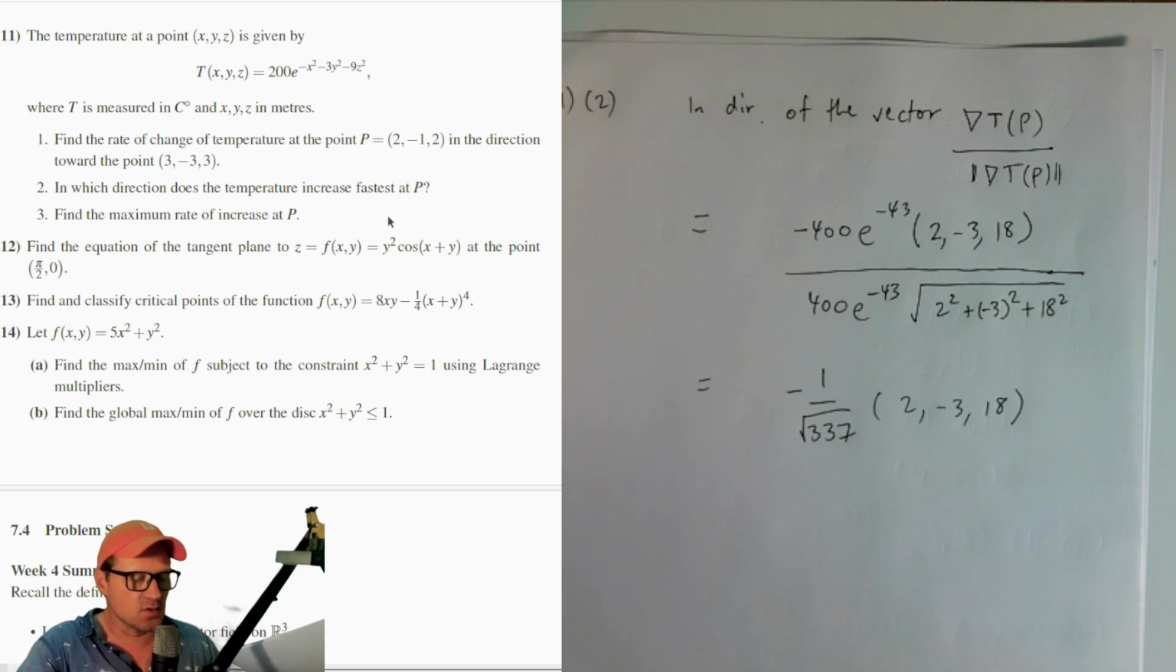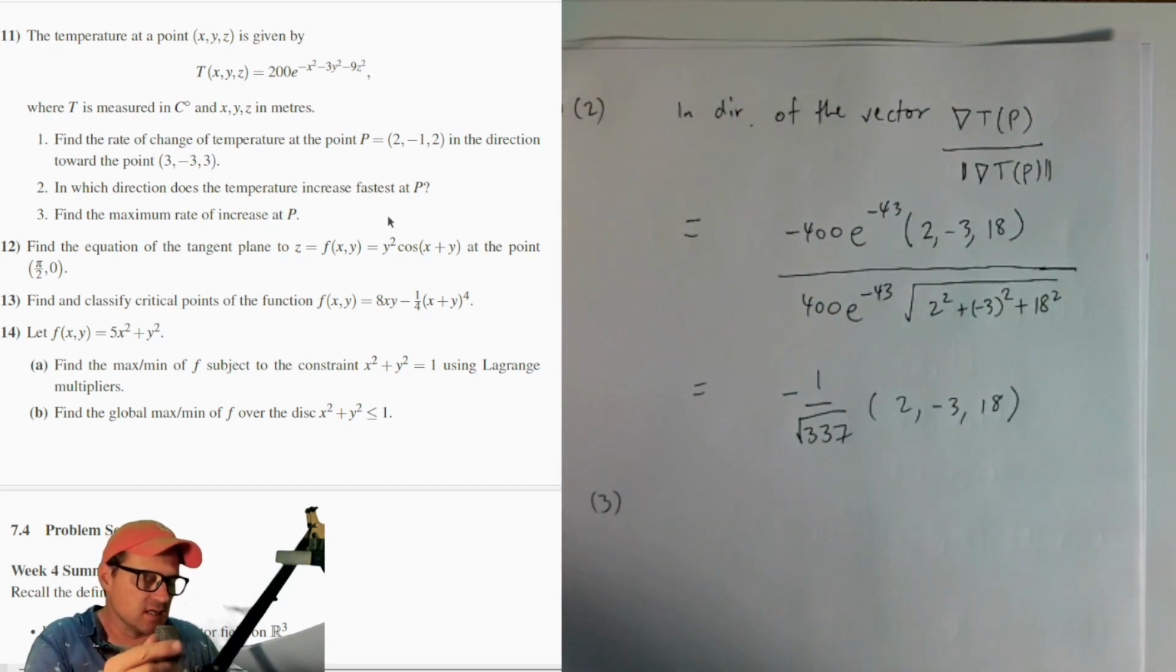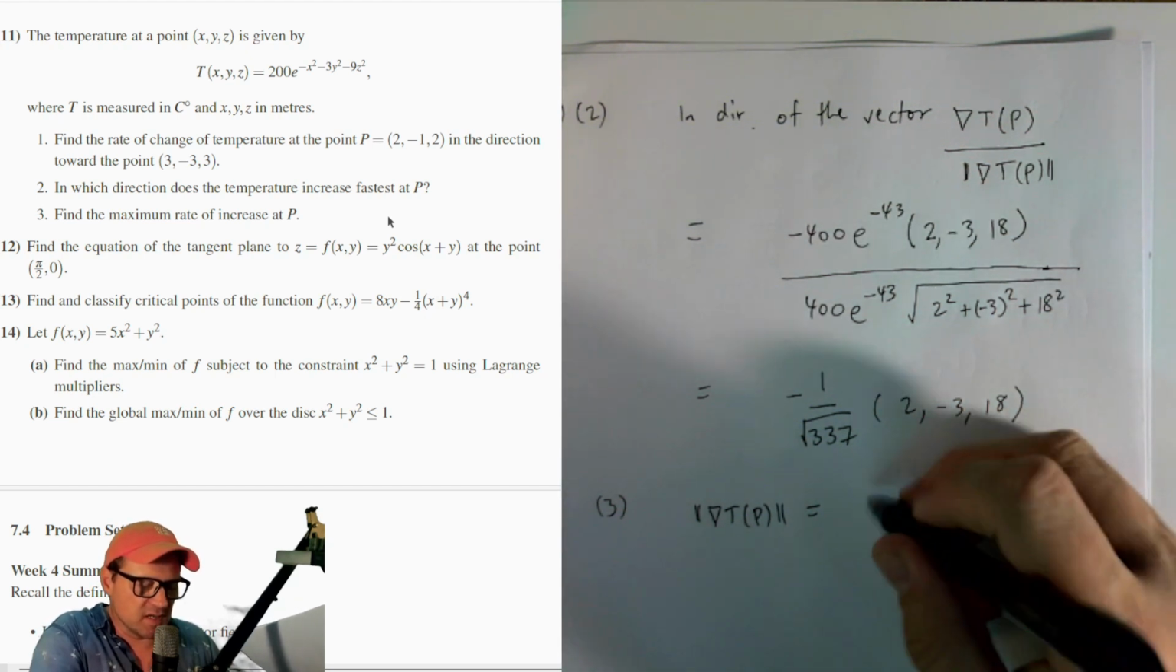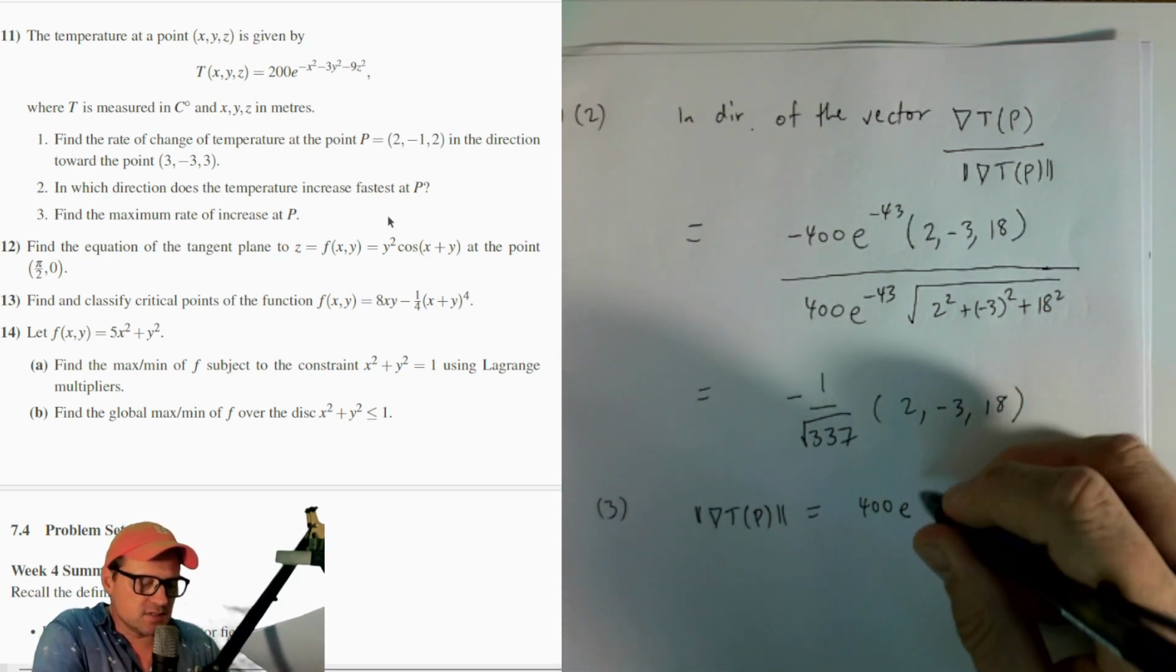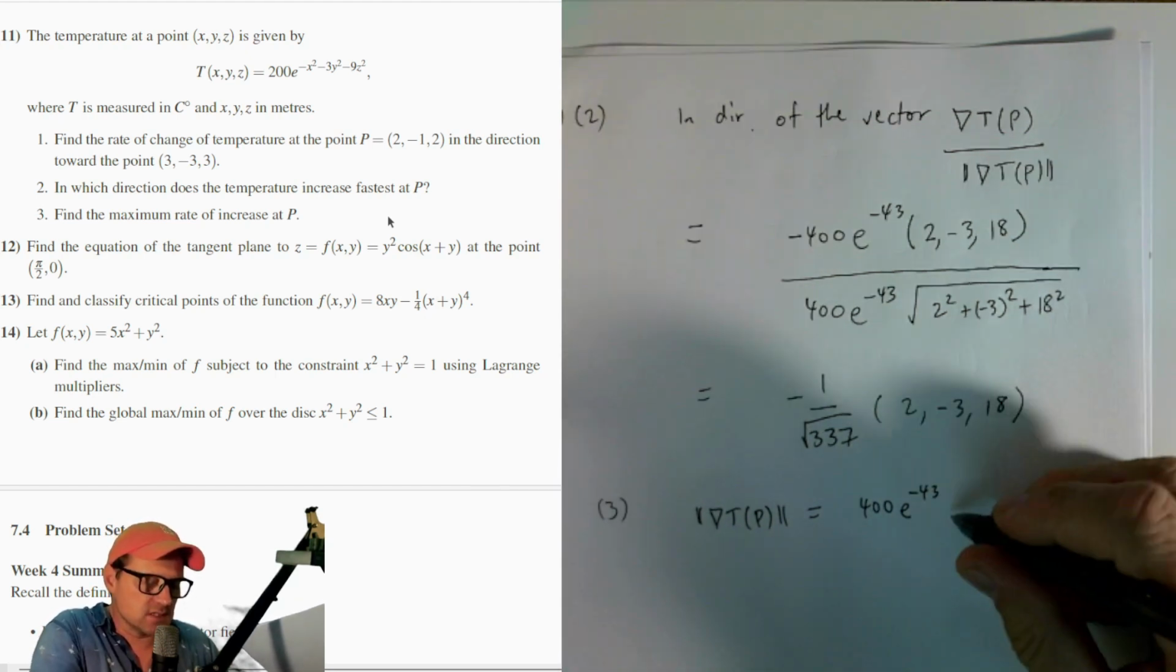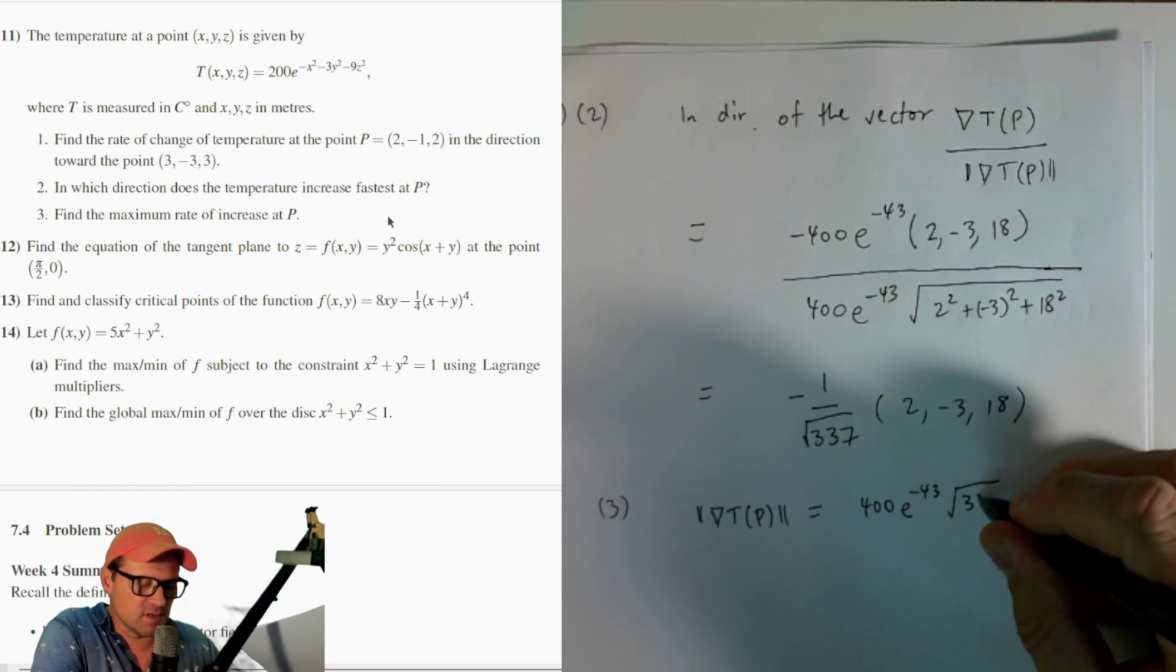All right, so part 3, find the maximum rate of increase at P. So that's just the norm of grad T at P. And so this will be just 400 e to the minus 43 times the square root of 337.